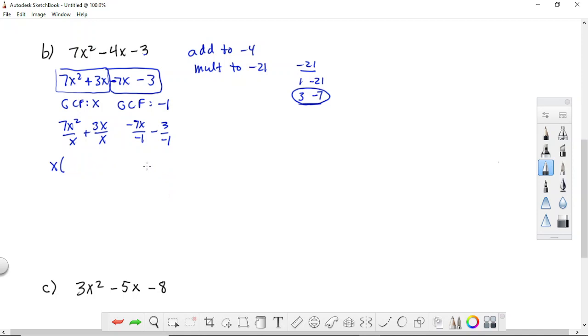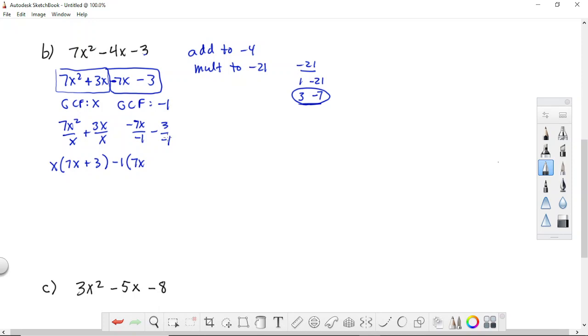Sorry. Getting tired. So, sorry, inside here goes whatever we get when we divide 7x squared divided by x, which is 7x. And we divide 3x divided by x, that is 3. Okay, and over here, we have the negative 1, and when we divide negative 7x divided by negative 1, that's when we get the 7x.